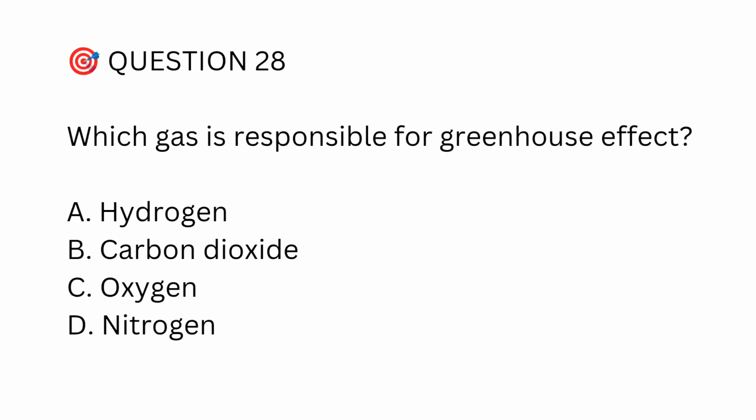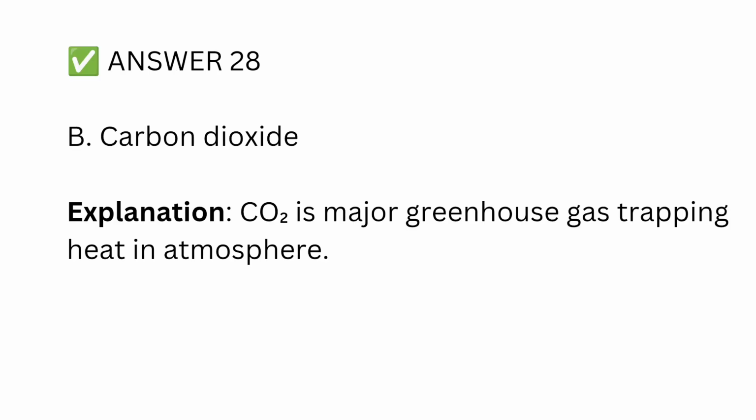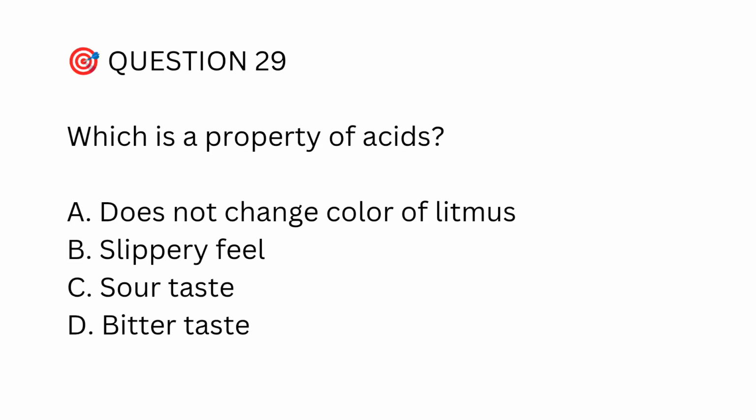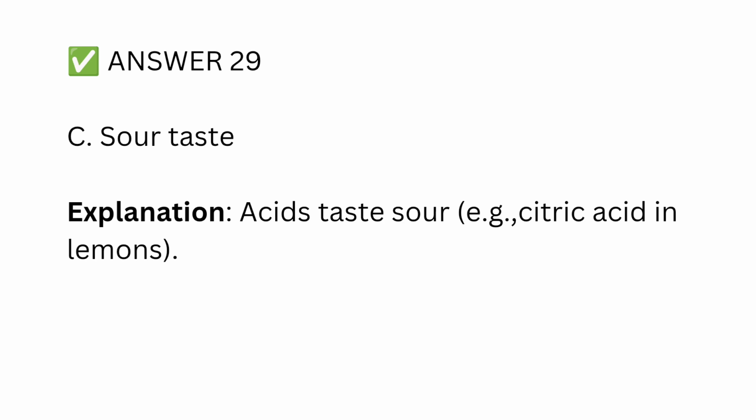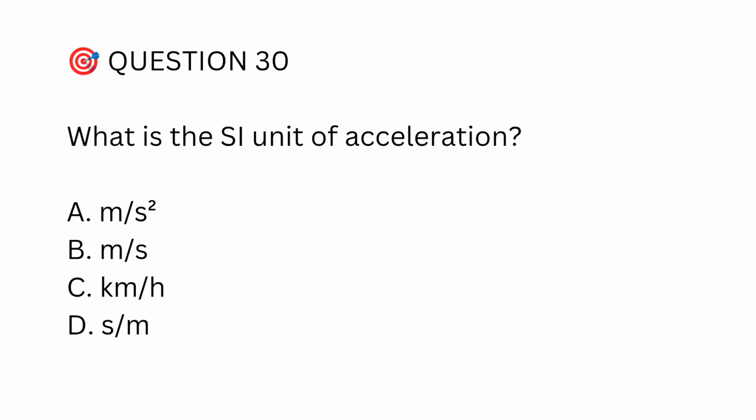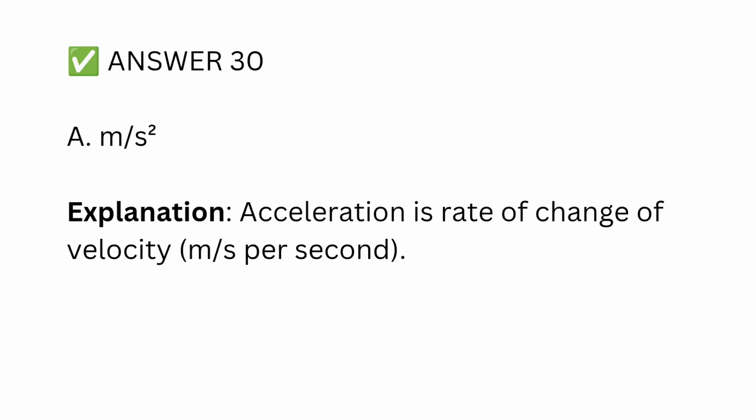Which gas is responsible for greenhouse effect? The answer is option B, carbon dioxide. What is a property of acids? The answer is option C, sour taste. What is the SI unit of acceleration? The answer is option A, meter per second square.